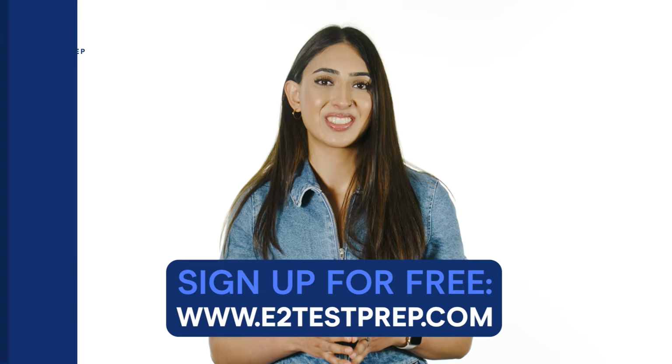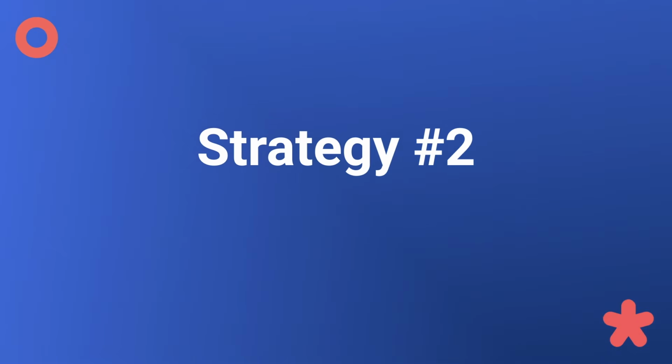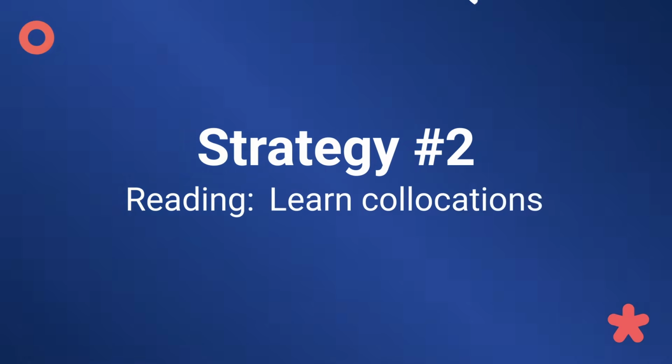Sign up today. The next strategy is for the reading section. Learn collocations. What is a collocation and why is it important? Well, simply put, a collocation is 2 or more words that usually go together, like take a photo, not make a photo, or high salary, not big salary.